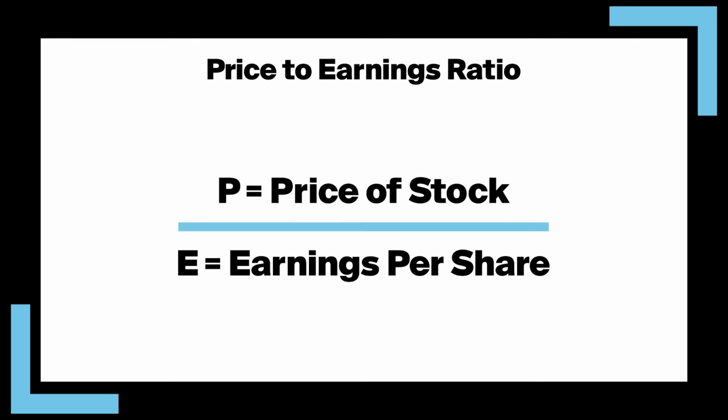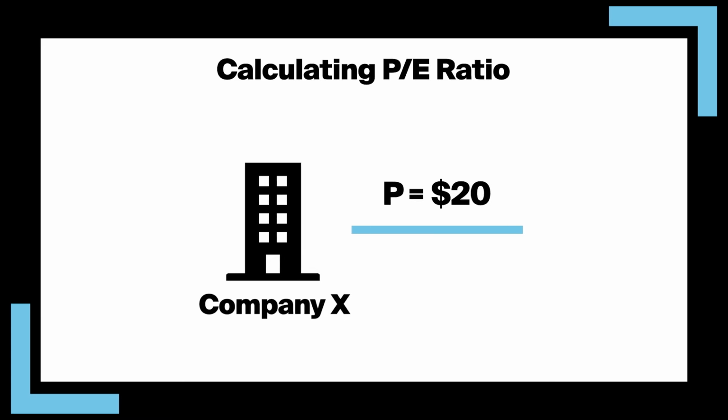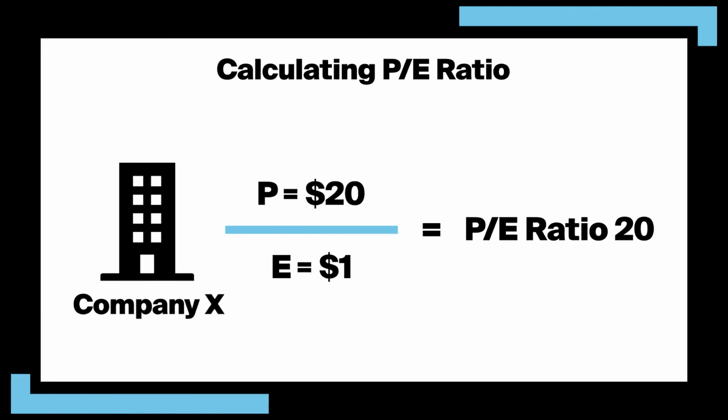So let's say you're considering investing in company X, which has a stock price of $20 and earnings per share of $1. That means its PE ratio is 20. So the stock trades at 20 times earnings.